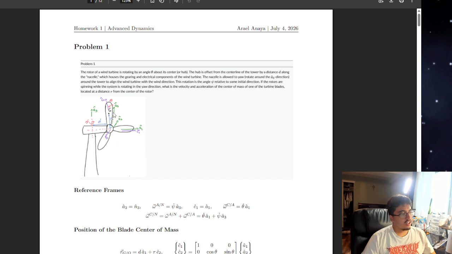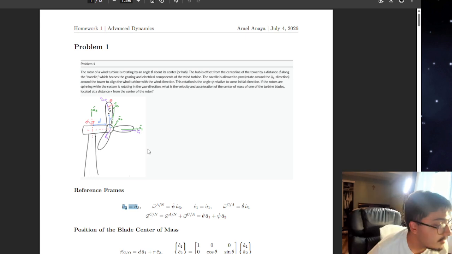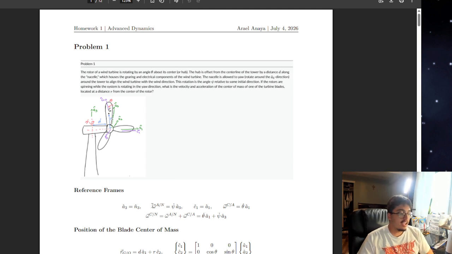So first of all, reference frames. We have some inertial reference frame N3, N1, N2 somewhere down here, right? And with that, we know that this N3 axis is going to be lined up with our A3 axis, which is over here on the base of the windmill. That's the base versus the other part that sticks out. Then we know that the angular velocity from this A frame down into N is going to be some yaw dot in the A3 direction. We're told that the whole thing can spin about this axis.